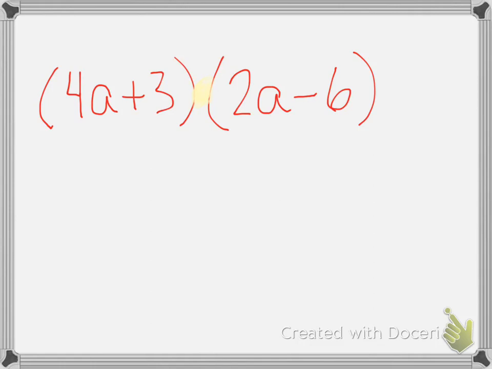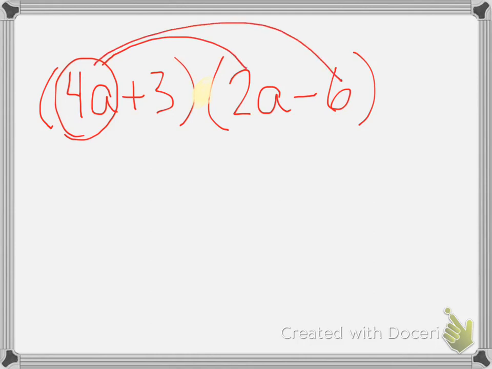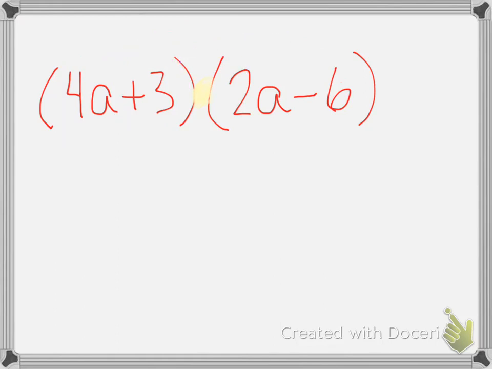So it's kind of like, I don't know, if you're good with the FOIL, then don't listen to this. But if you're really struggling with that whole FOIL thing, it's like having this 4a and distributing it through here, and then having this 3 and distributing it through here. So it's basically the distributive property twice. Okay, so I'm going to start with the 4a, and I have 4a times 2a.